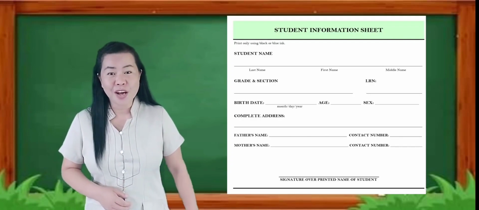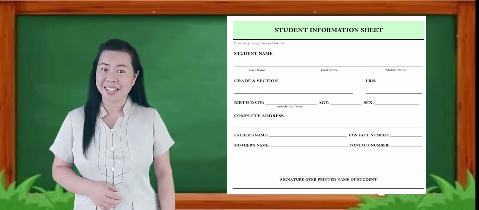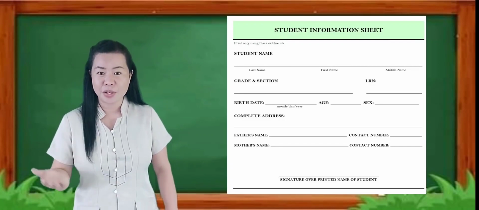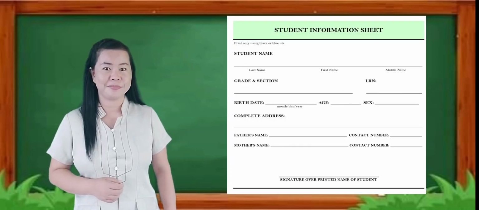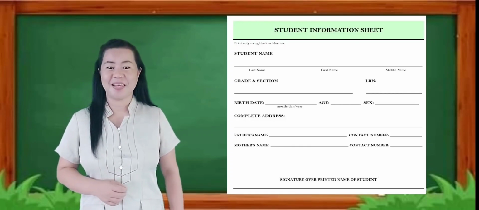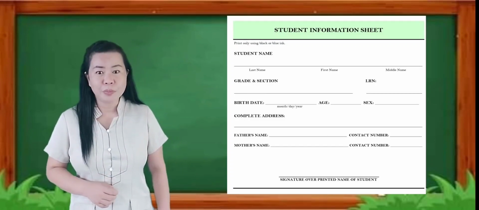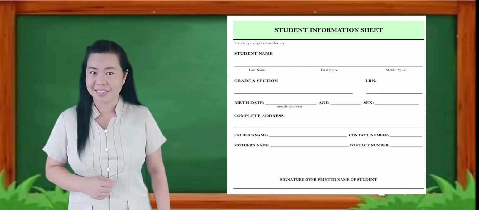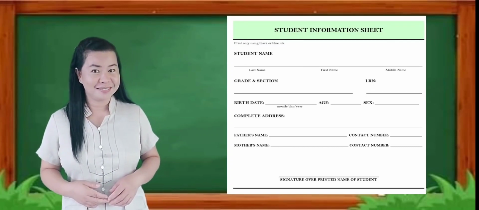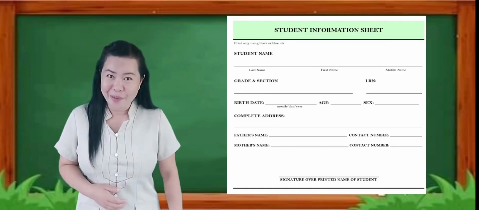Now, for your father's name and mother's name, did you write their names correctly? It is safe to follow the pattern on how you wrote your name in the form, starting with last name, first name, and middle name. Their contact number should also be complete and correct. Did you write your name and sign above it? Fantastic! You did very well.